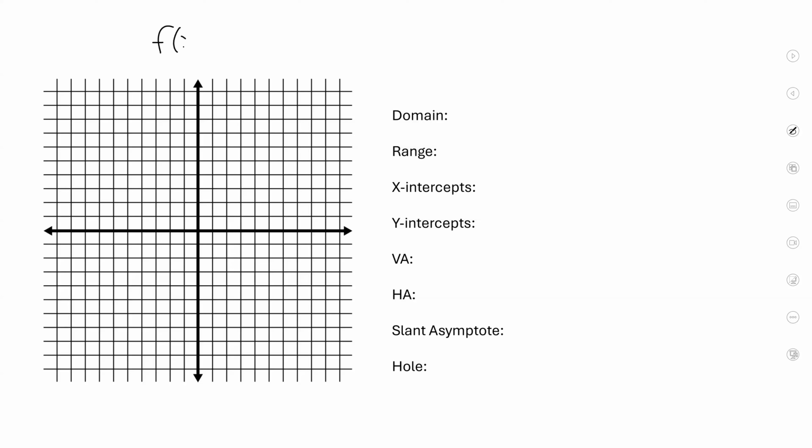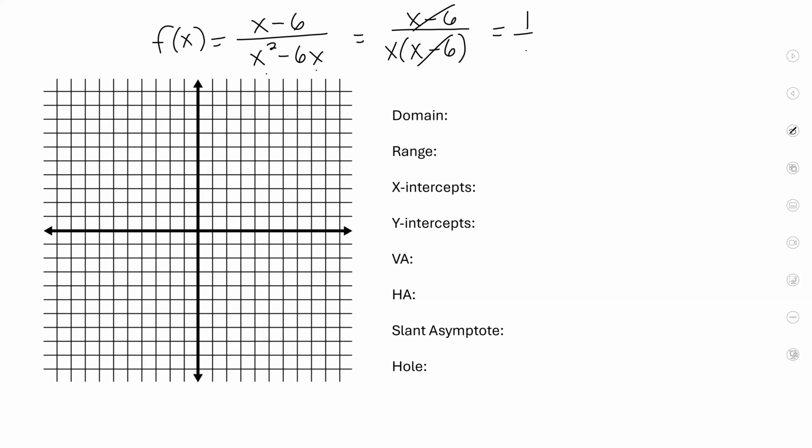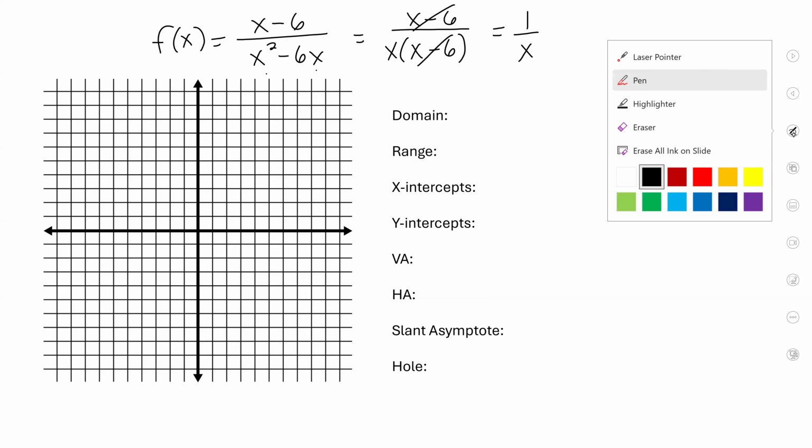We have f of x equals x minus 6 over x squared minus 6x. Okay, so first I'm going to factor this. The numerator is already factored. The denominator, both can be divided by x. So if I simplify this, that cancels out. I'm left with 1 over x. All right, so this is my simplified function.